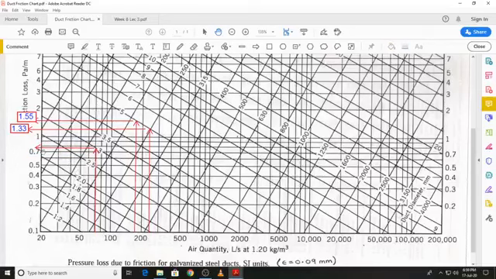And the friction factor value I have taken is 0.78. So this is 0.7, this is the line above, this red line is 0.8. So 0.78 is quite reasonable.